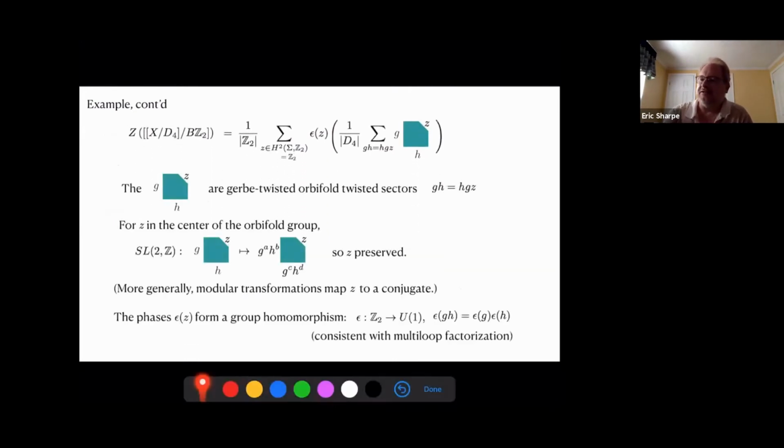Now, again, these G, H, Z are gerbe twisted, orbifold twisted sectors. That's a mouthful. If anyone has a better name for it, let me know. For Z in the center of the orbifold group, SL2Z will map a sector like this to a sector of the same form, preserving Z. For more general Z's, modular transformations will map Z to a conjugate. That's beyond the scope of what I can talk about in this talk. Finally, these phases, epsilon, are constrained to form a group homomorphism from Z2 into U1. That's partially as a result of multi-loop factorization.